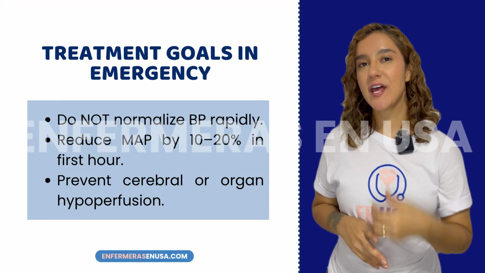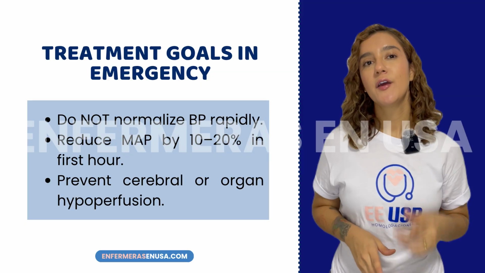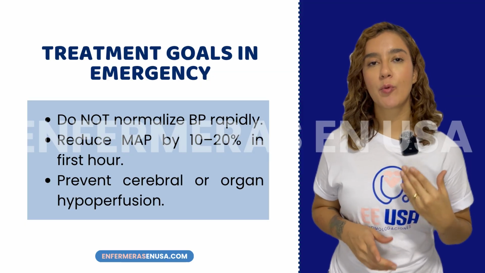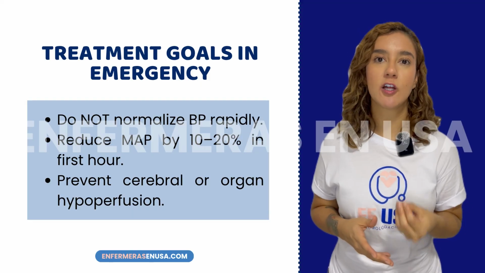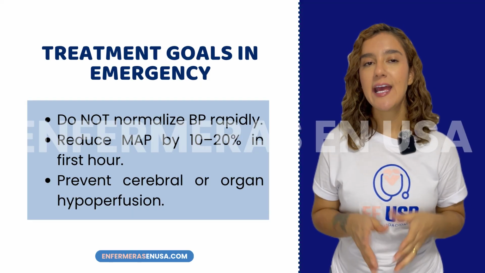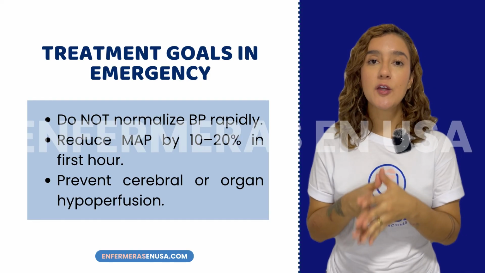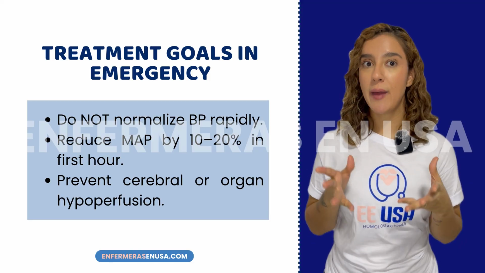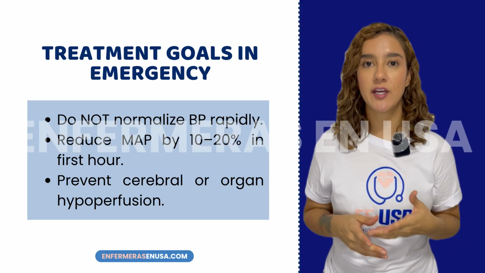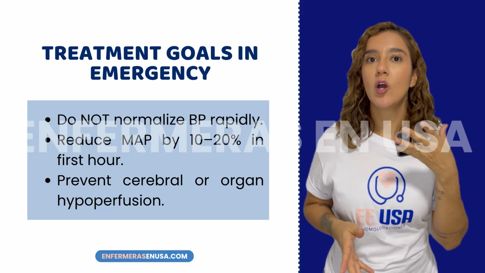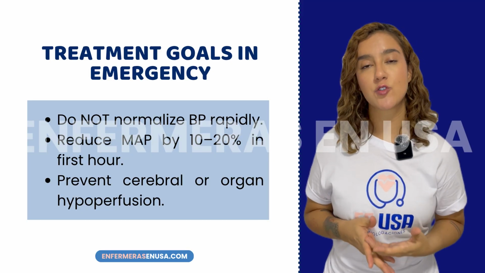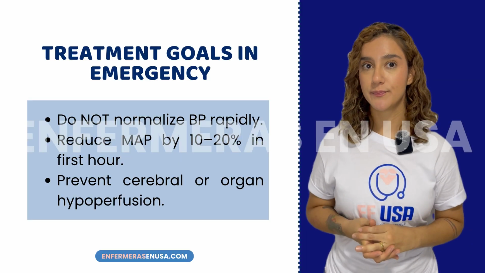Now let's see the goals in hypertensive emergency. First one, do not lower blood pressure to normal immediately. The goal is a controlled reduction to avoid cerebral or organ hypoperfusion. There's a clinical rule: reduce mean arterial pressure, MAP, by about 10 to 20% in the first hour, unless otherwise indicated, for example aortic dissection or acute ischemic stroke with specific goals.